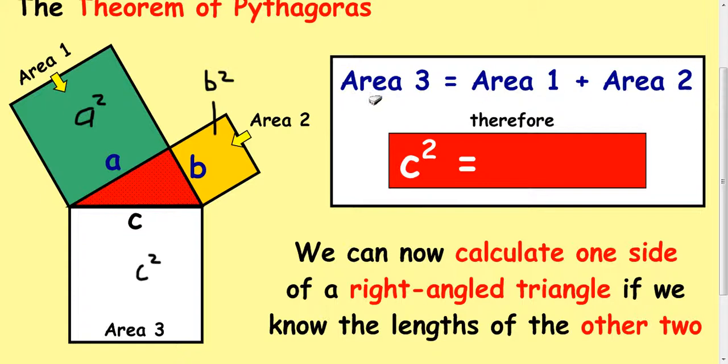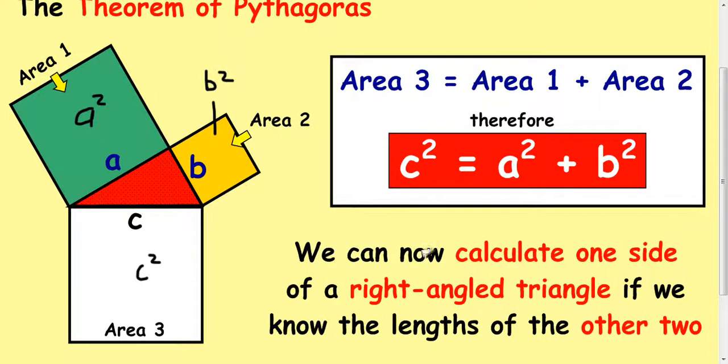And if we take this into a more formulaic sense in terms of Pythagoras, if we see C squared here, then that's equal to the area of this one, A squared, add on the area of the yellow one, which is B squared. And that's really Pythagoras' theorem there. C squared is equal to A squared plus B squared, where C, A and B are the sides on a right angle triangle.